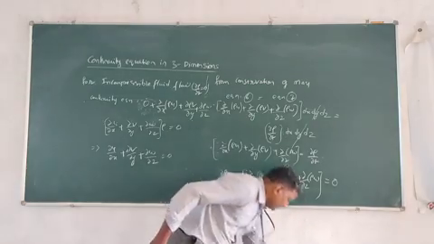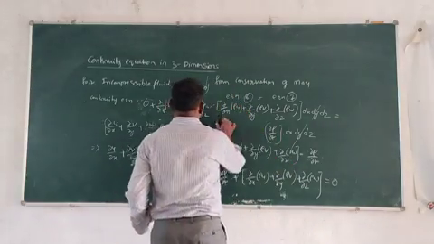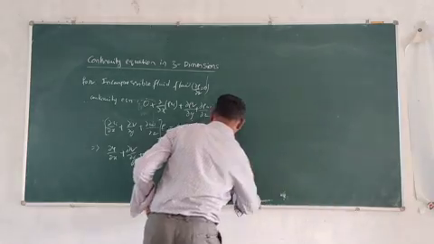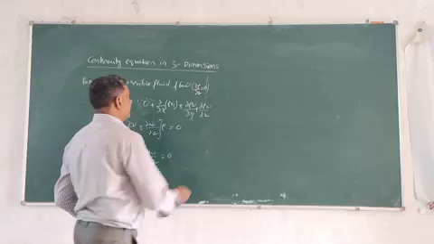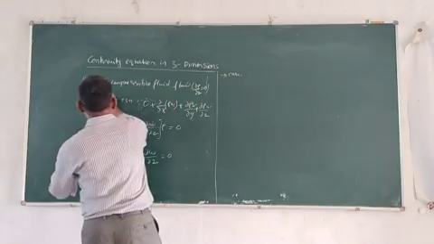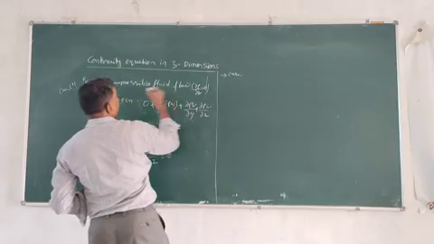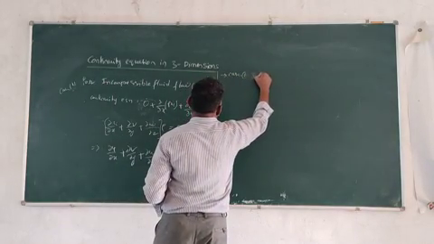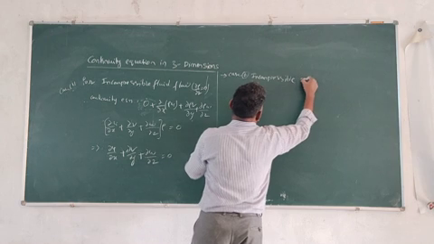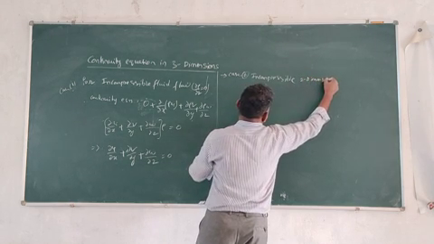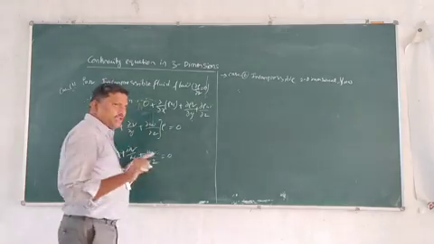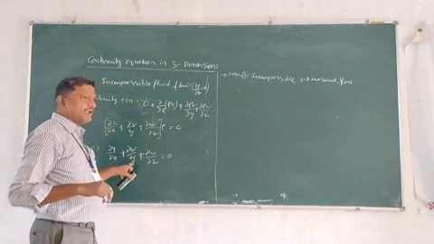Similarly, this equation can also be reduced into one-dimensional, two-dimensional and three-dimensional cases. Case 1 is already over. Case 2, incompressible two-dimensional flow. You can consider only two variables, either x and y, or y and z.